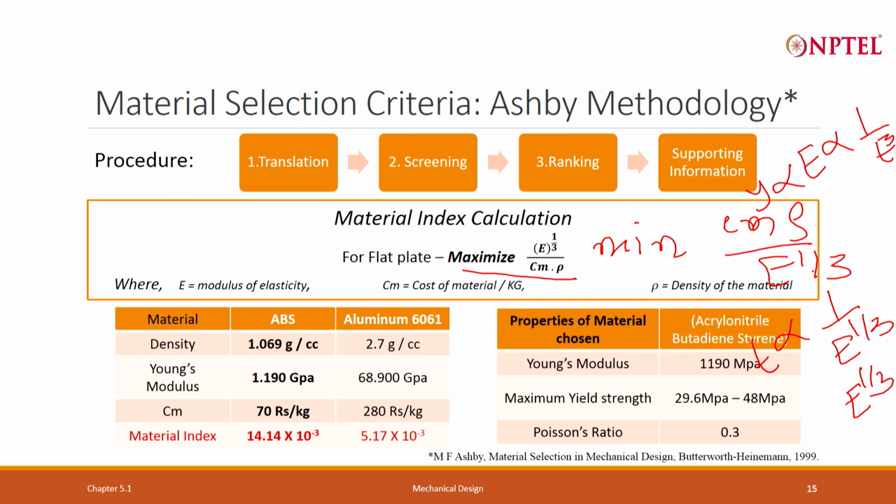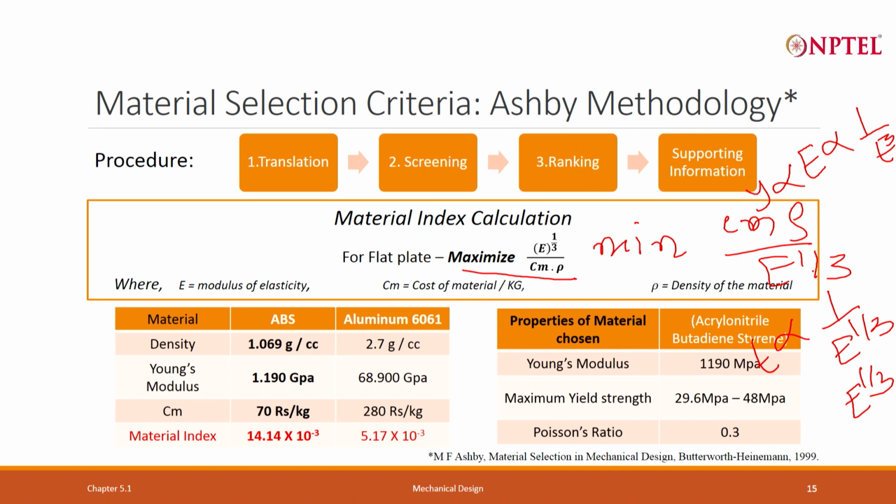What we require is minimum information right now for selection of the material. What is the minimum information we require? It is the density, Young's modulus of that particular material, and the cost of that material. With that, we can find out the material index. Since we have put a maximize function, the higher the material index, we will select that material.